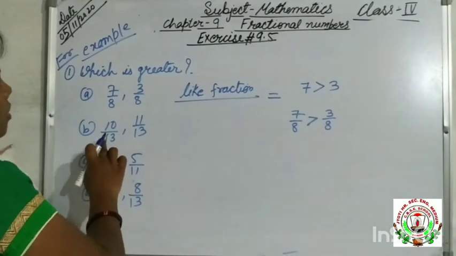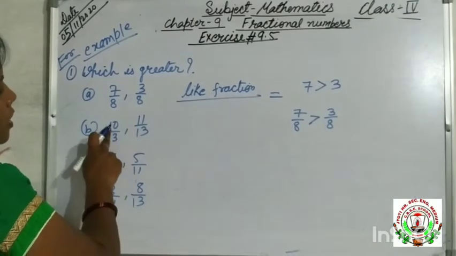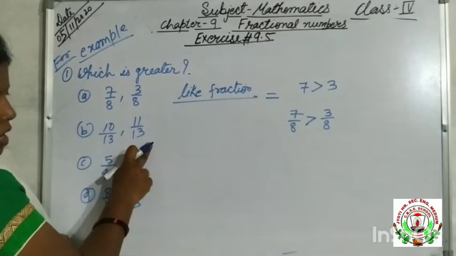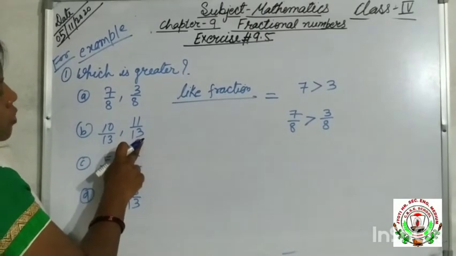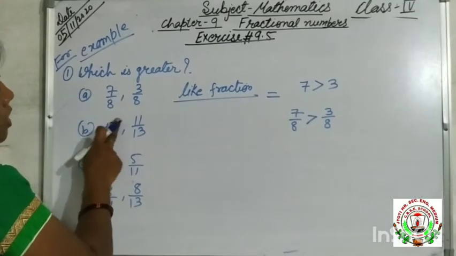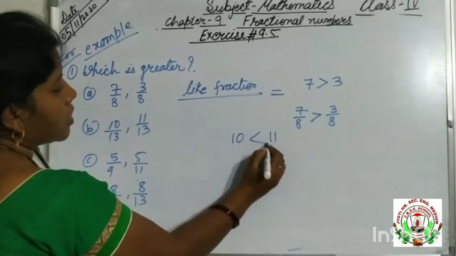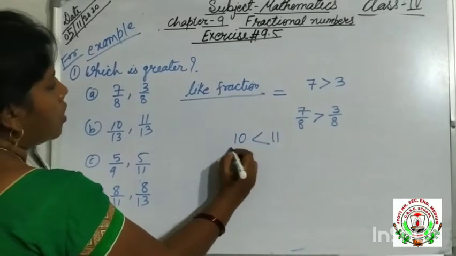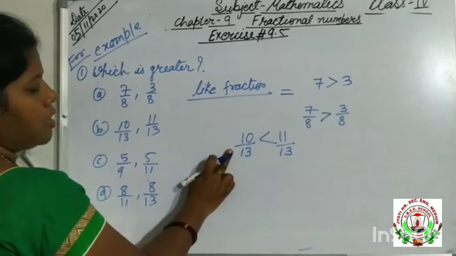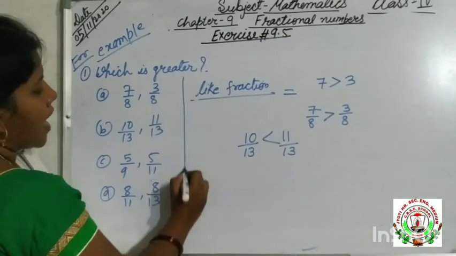Understood? In part B, again it is like fractions: 10 by 13 and 11 by 13. Both denominators are the same, so it is like fractions. Again we will compare the numerators: 10 and 11. Which is greater? 11 is greater than 10. So 11 by 13 is greater than 10 by 13. Understood? So it was like fractions.